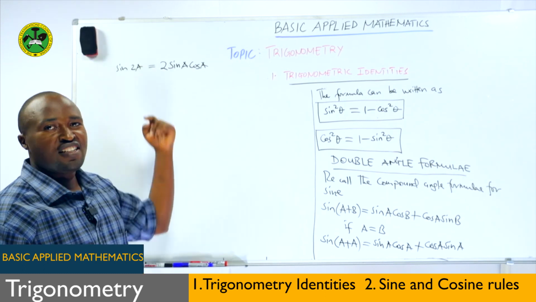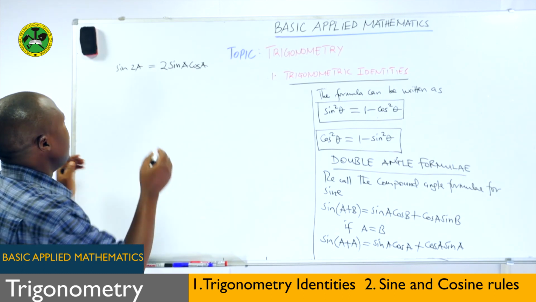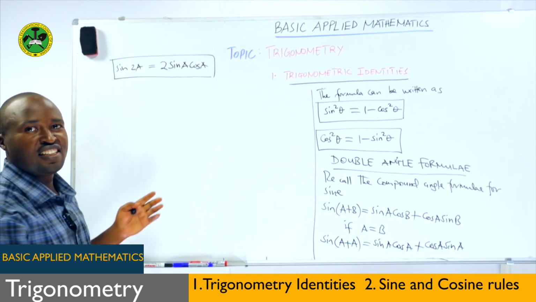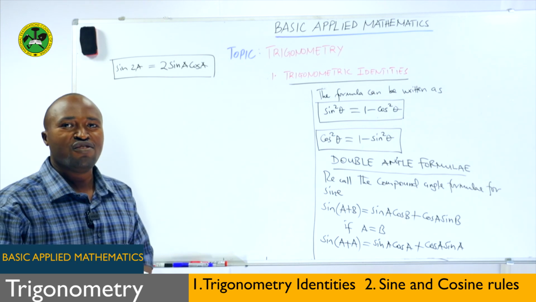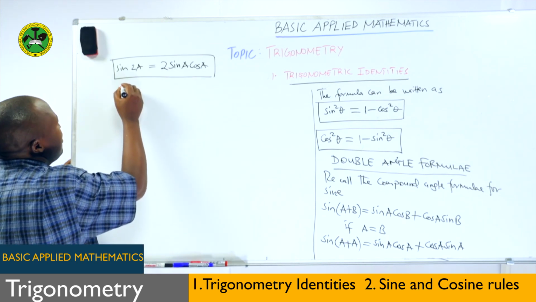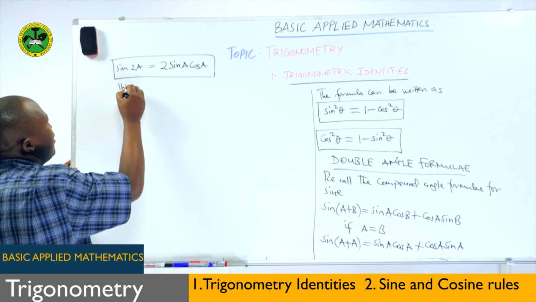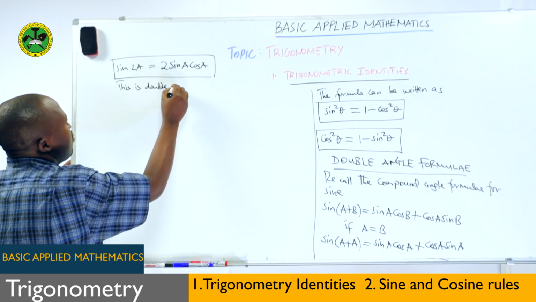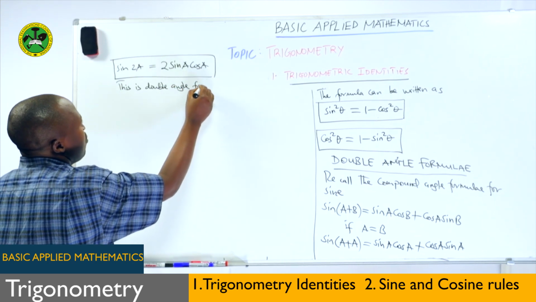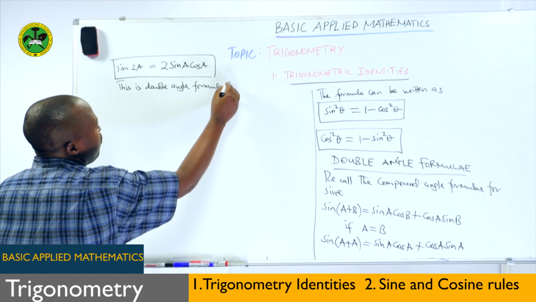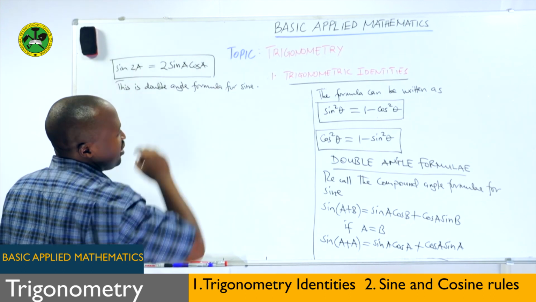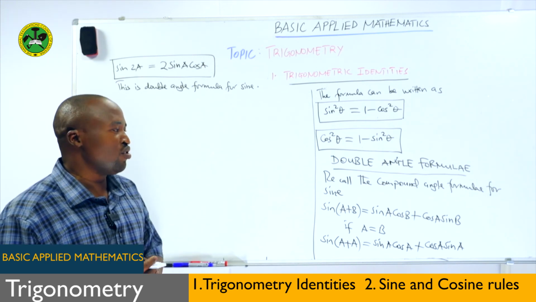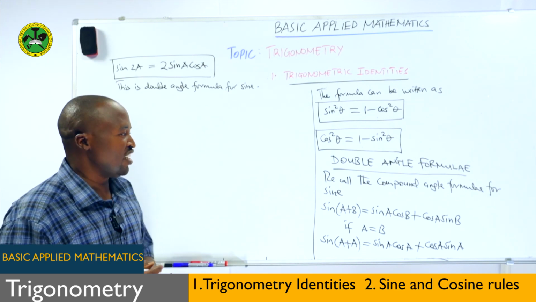So this is another identity formula, which we call the double angle formula for sine. Now again, my dear students, let us proceed with the compound angle formula for cosine.